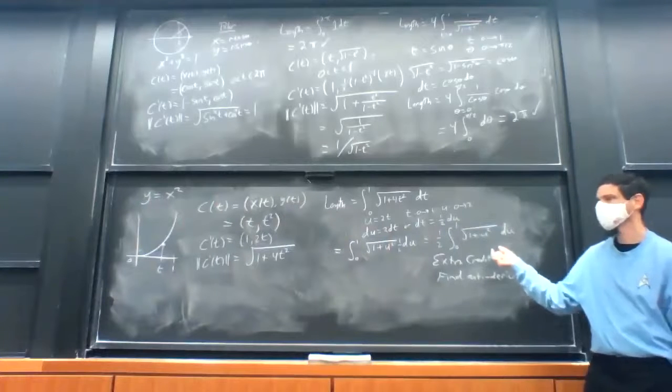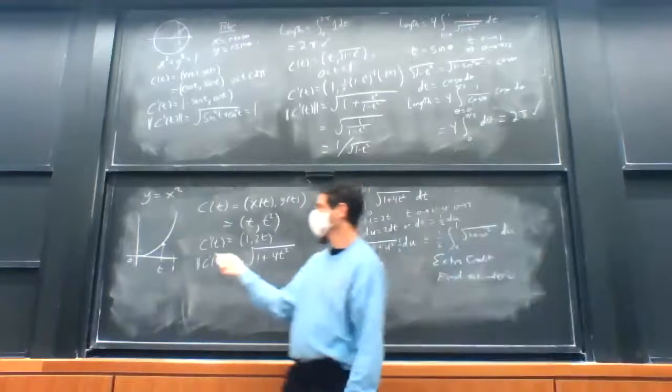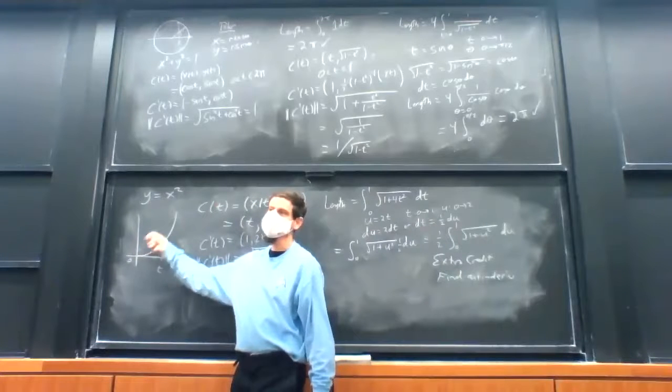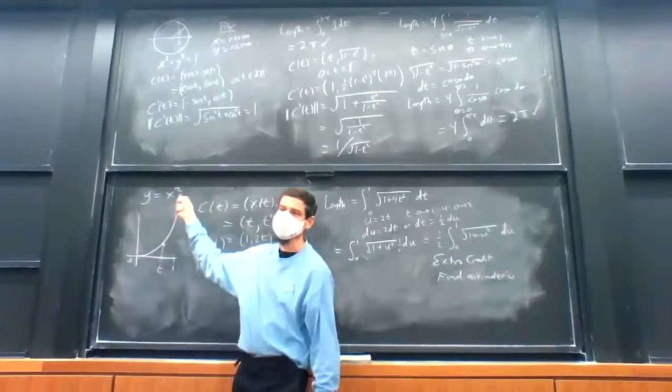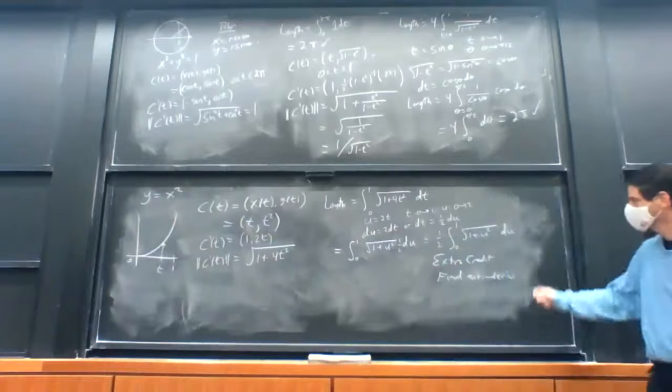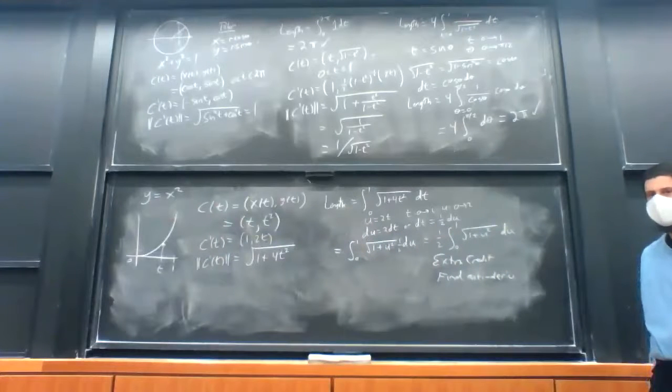Unfortunately, there's no nice region here because instead of finding the length of the parabola from 0 to 1, I could ask you the length from 0 to 2 or 0 to pi or 0 to 17e. You're not going to be able to do a trick like that. You need to find the antiderivative of the square root of 1 plus u squared.